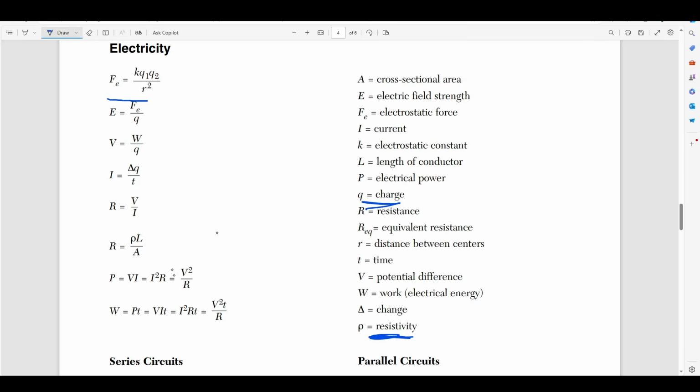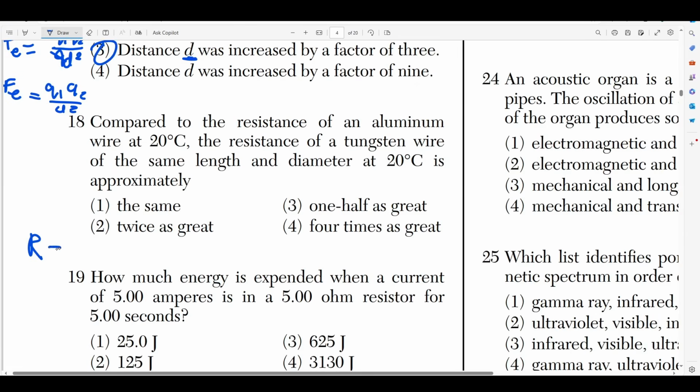Resistance is equal to resistivity times length over area. So I'll write that here. Resistance is equal to the object's resistivity times length over A. And here it's saying that the length and diameter are the same between the two wires. So we're really looking at resistivity.